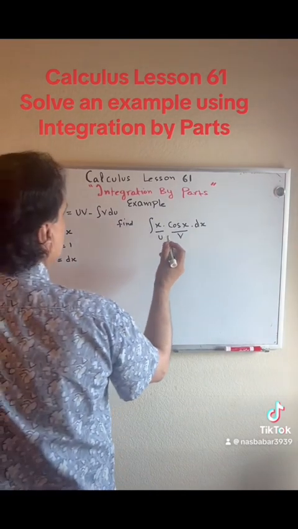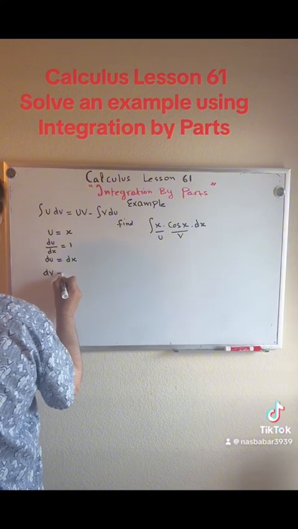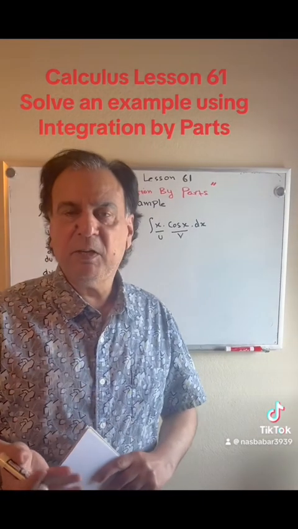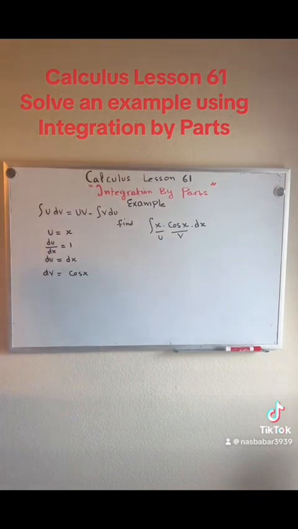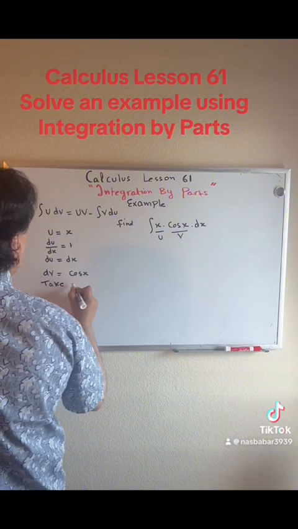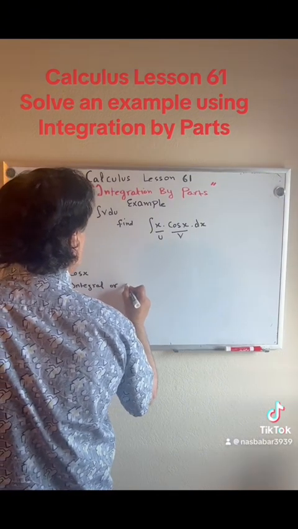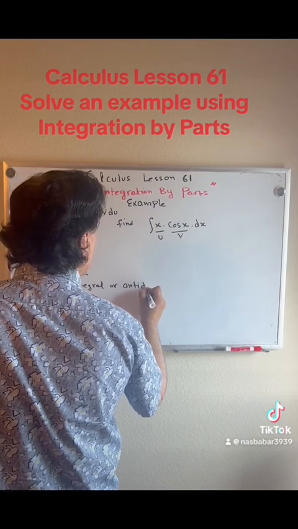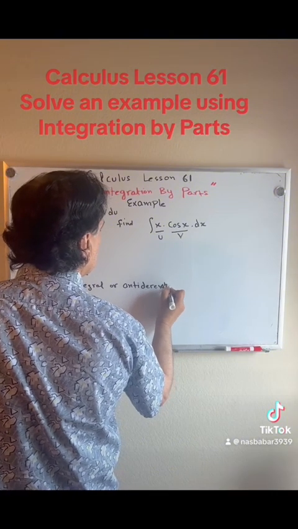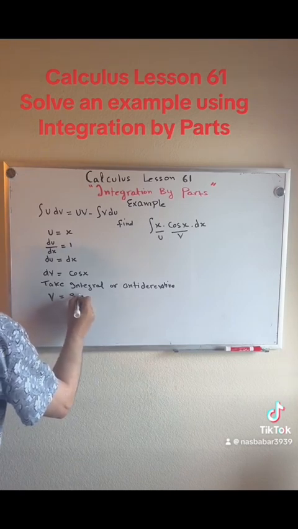Now, we say dv is equal to cosine of x. If I ask you to take the antiderivative, or integral, of both sides, what will you get? You will get v is equal to sine x.